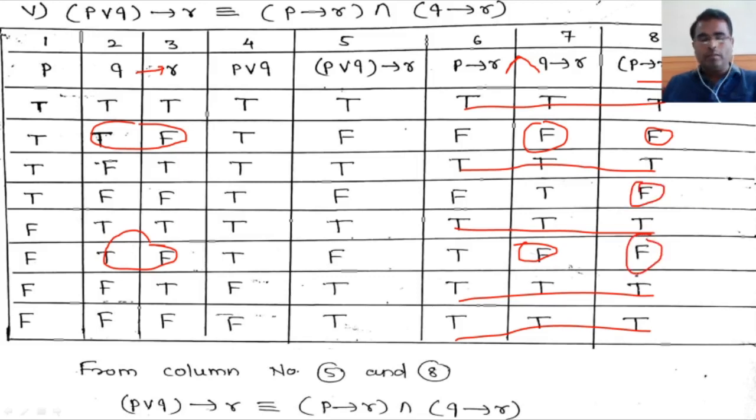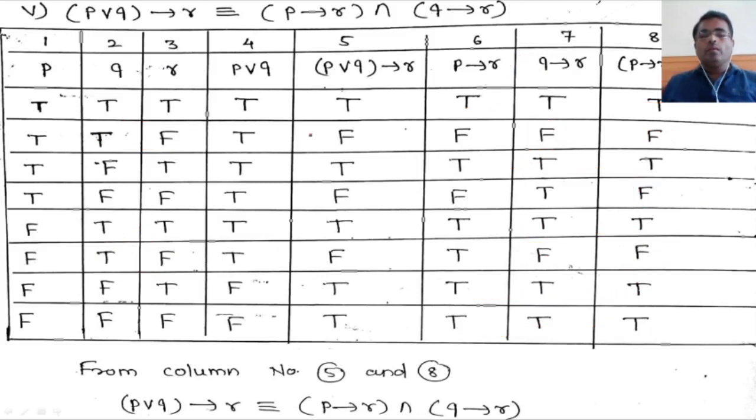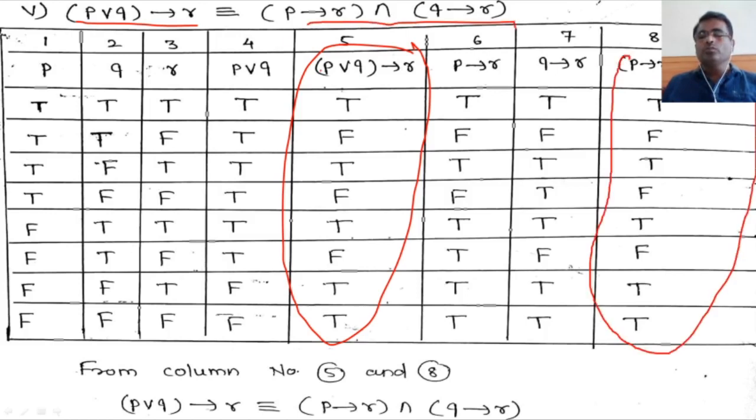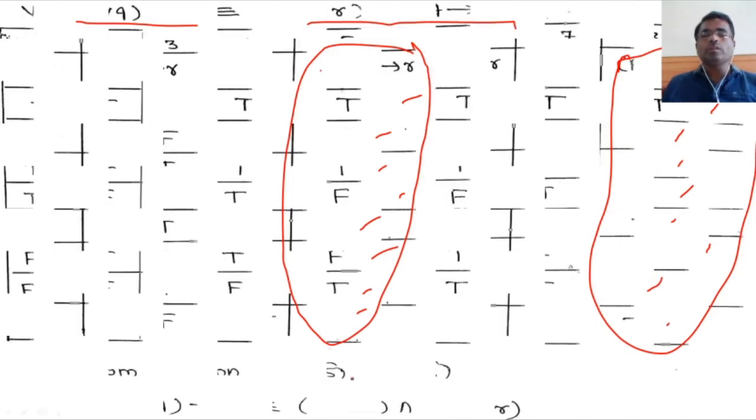So you will observe that on the left hand side we need P or Q implies R, that is column number 5, and for the right hand side P implies R and Q implies R, that is these values. You will observe that their values are same: true, true, then false, false, true, true, false, false, true, true, false, false, true, true, and true, true. Therefore by column 5 and 8 these given statements are logically equivalent.